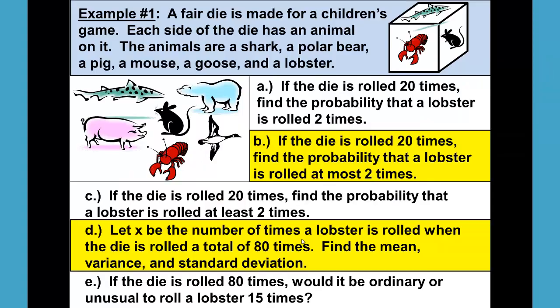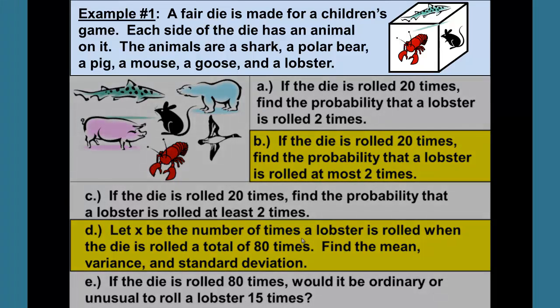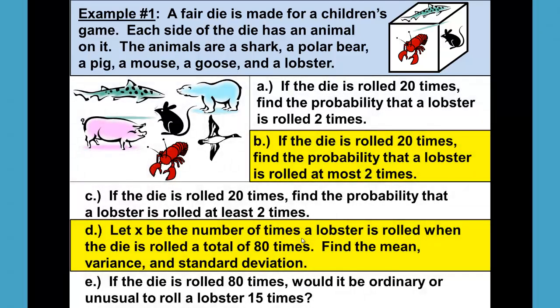We have an example we will use to summarize the concept of binomial distributions. A fair die is made for a children's game, and each side of the die has an animal on it. The animals are a shark, a polar bear, a pig, a mouse, a goose, and a lobster. As with any problem, I like to solve it like you eat an elephant, one bite at a time.